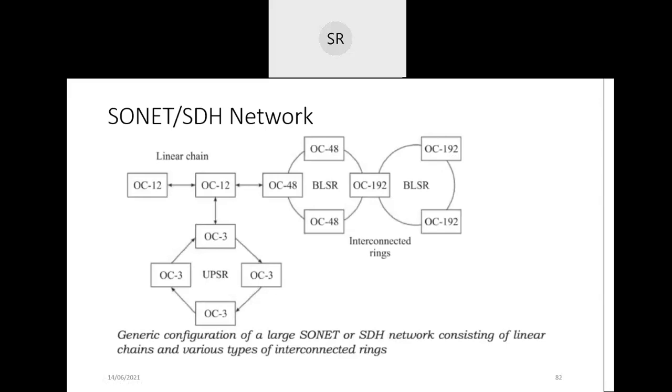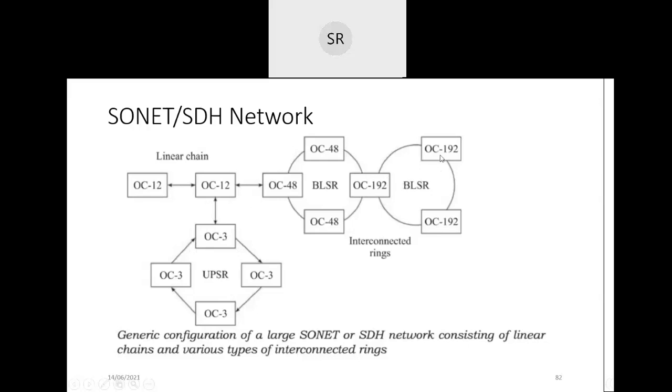Then how do your SONET or SDH networks look? These are the commercially available network architectures. If you see here, it has a point-to-point link, a linear chain, a unidirectional path switch ring, as well as a bidirectional line switch ring. This one is about a BLSR, this is about a unidirectional one, and it has interconnected rings likewise.